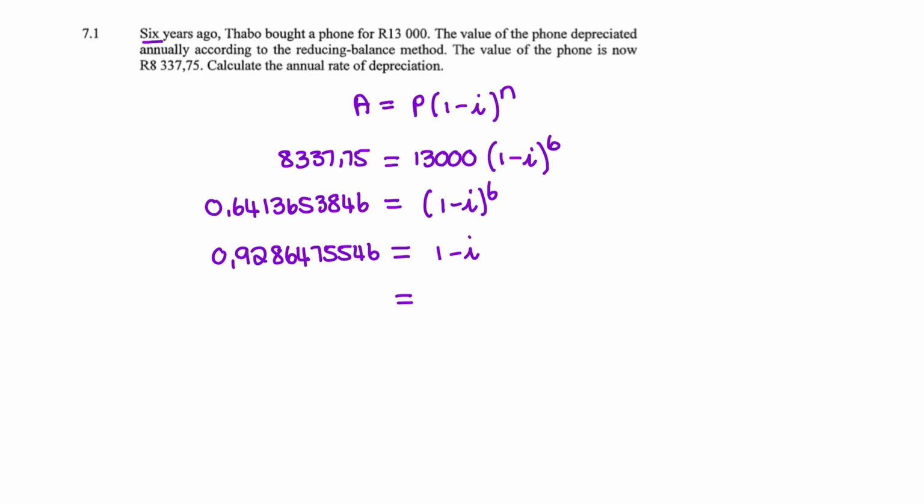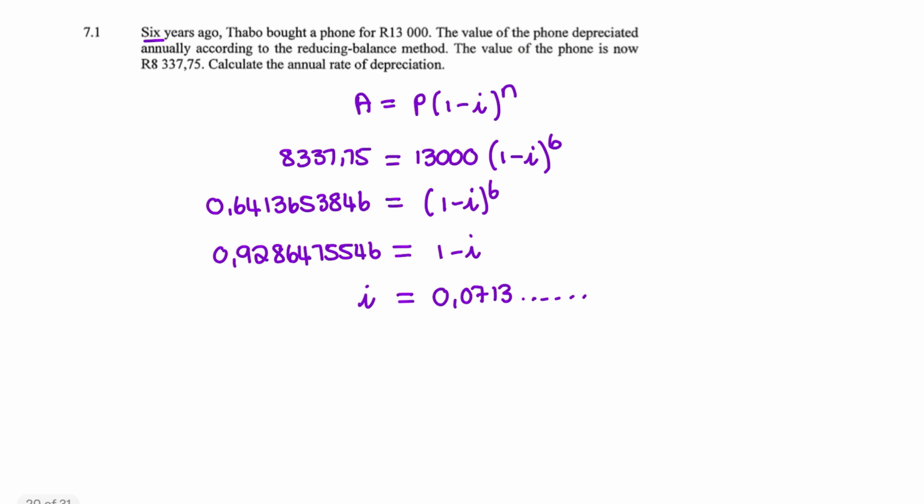Now, in order to solve for i, I'll move i to the right, and that becomes positive i, and I'll move the decimal value to the left. So it will be 1 minus 0.92 and all the decimal values, and that answer becomes 0.0713 with some decimal values. Now, in order to answer the question, they said calculate the annual rate. So i is not the rate. In order to find the rate, I need to multiply i by 100. And that simplifies to 7.14%.